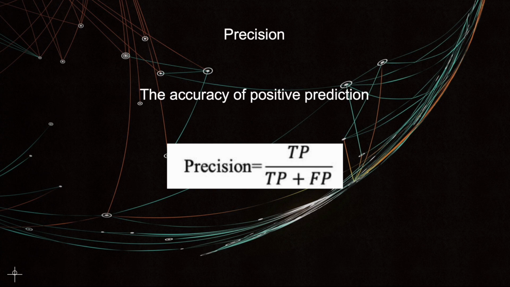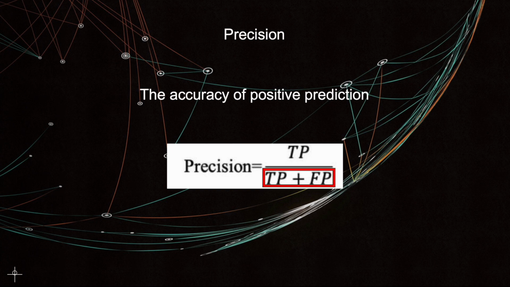First, precision. Precision means the accuracy of positive predictions. This is the formula to calculate precision. The numerator represents the number of times the model correctly predicts a positive class, while the denominator is the total number of positive predictions made by the model. This includes both correct and incorrect ones. So precision essentially tells us what percentage of the model's positive predictions are actually correct. The higher the precision, the more confident we can be that the model makes accurate positive predictions.